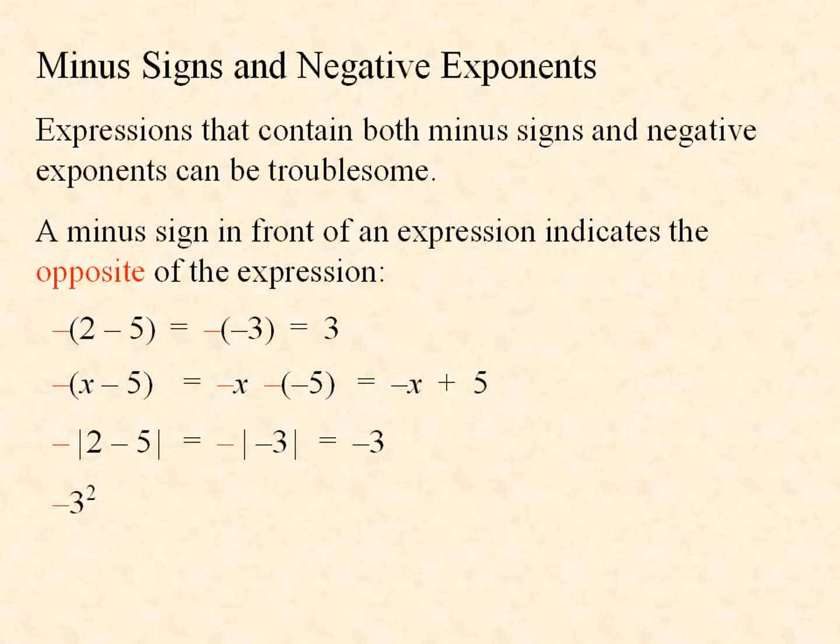Here we have the opposite of 3 squared. That's the opposite of 3 times 3. And so that's negative 9. You see that minus sign there does not belong to the 3. It belongs to the expression 3 squared. And that's why the answer is negative 9.